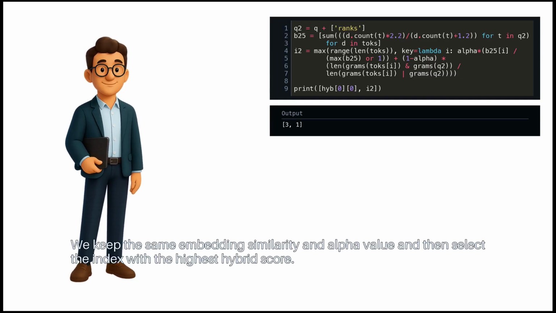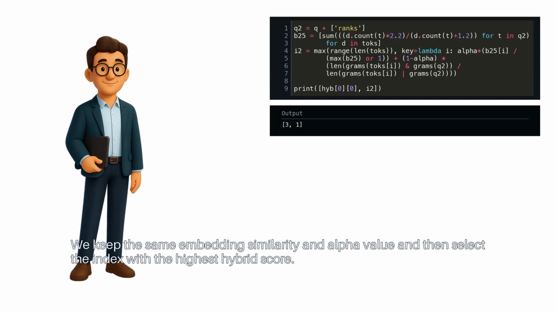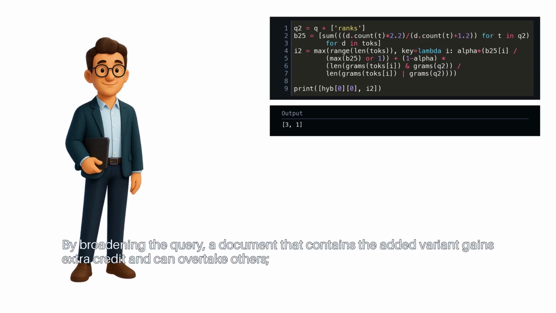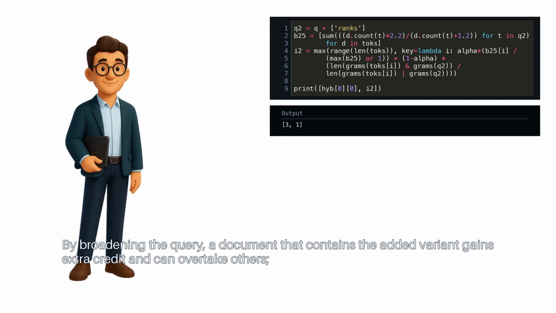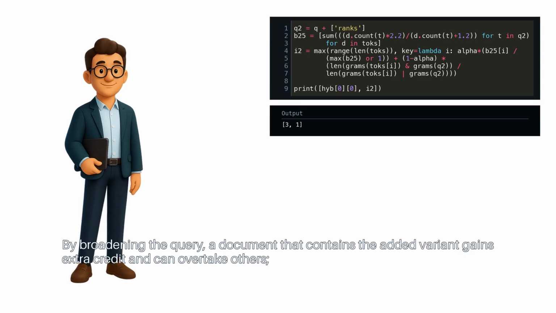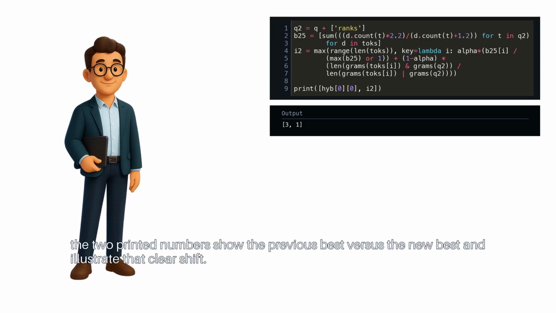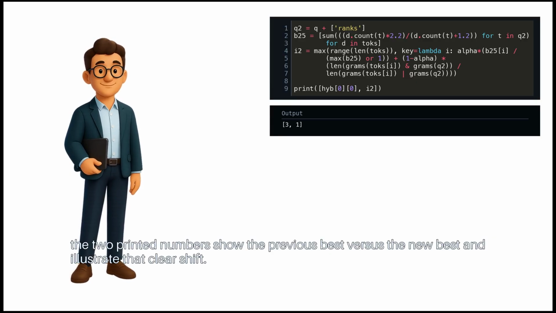We keep the same embedding similarity and alpha value and then select the index with the highest hybrid score. By broadening the query, a document that contains the added variant gains extra credit and can overtake others. The two printed numbers show the previous best versus the new best and illustrate that clear shift.